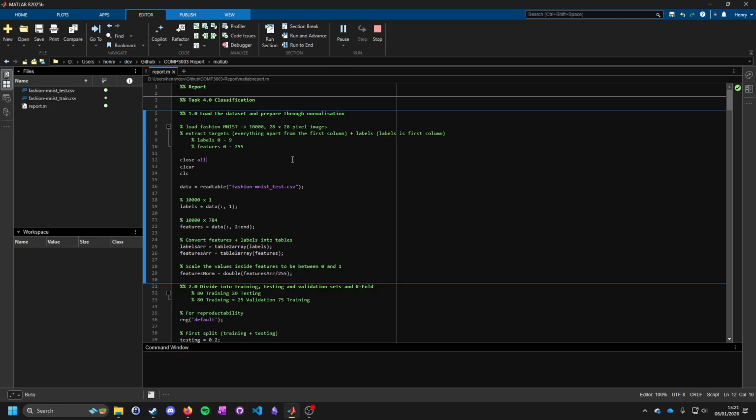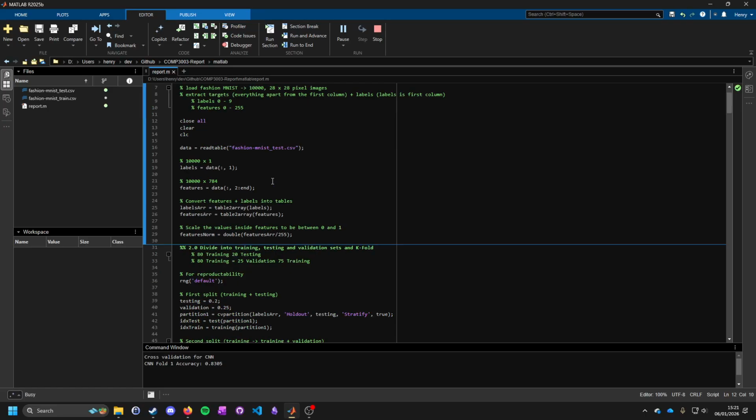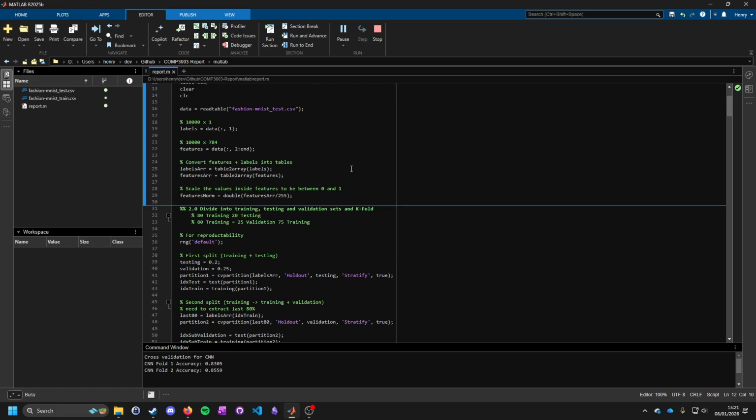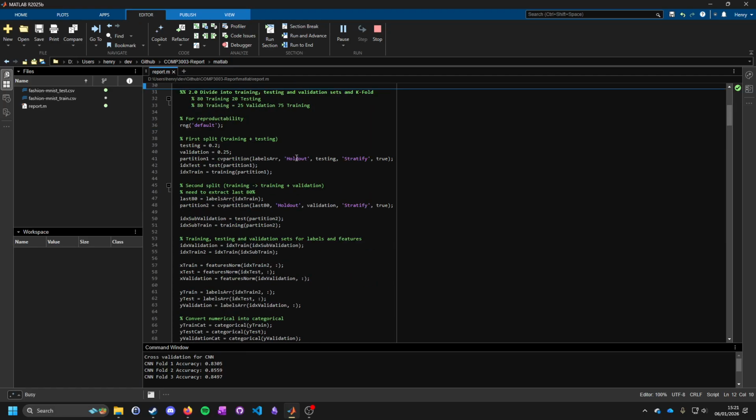This coursework uses the Fashion MNIST dataset, which consists of 10,000 28 pixel by 28 pixel grayscale images, each representing one of 10 different types of clothing. Labels and features arrays are derived from the data variable, which isolates the first column for the labels array and the other 784 for the features array. The features array is then normalized between values of 0 and 1 to speed up convergence.